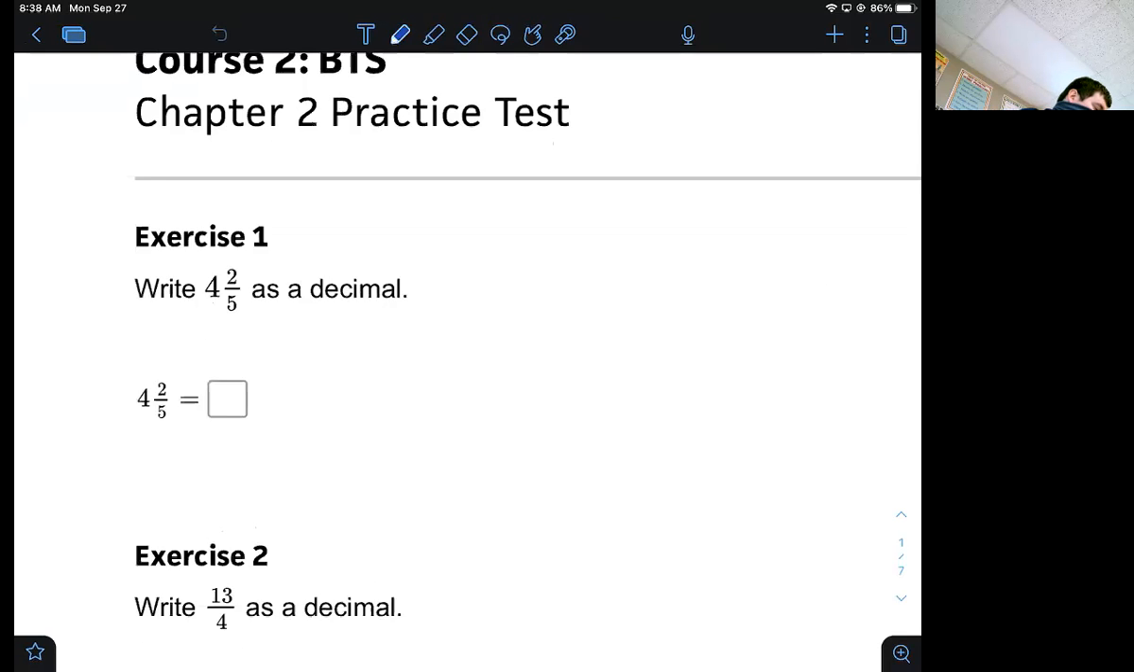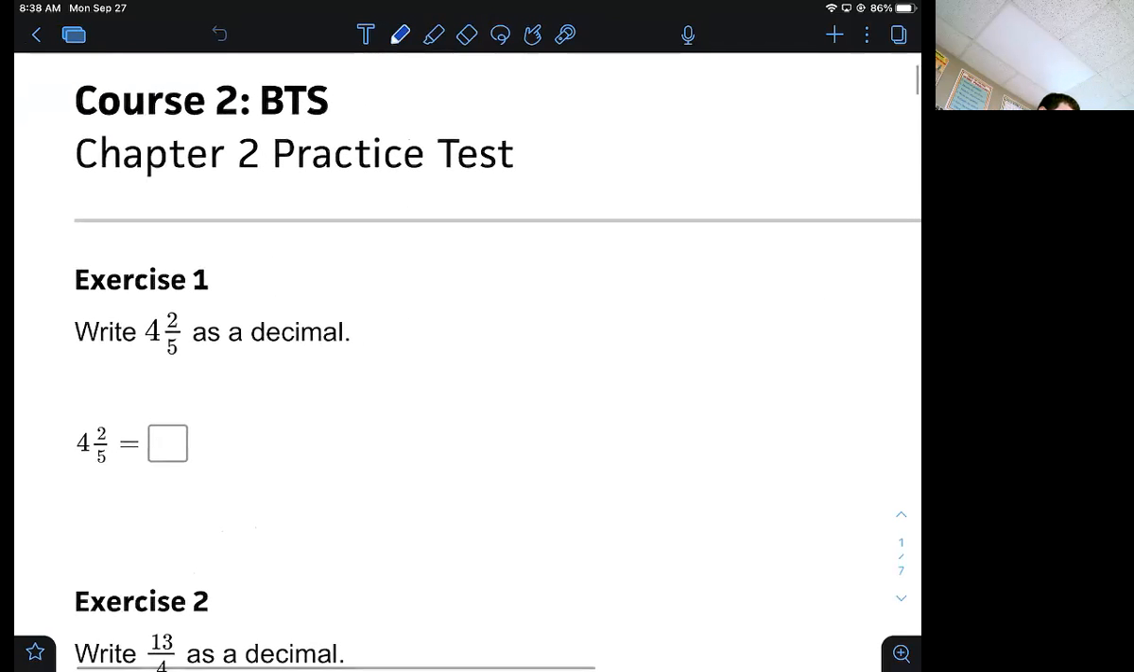Number 1 says write 4 2/5 as a decimal. So I'm going to turn this mixed number into a decimal, starting with the 4. The 4, which is in front of the fraction, is just going to go in front of the decimal point, which means all I really need to worry about is the 2/5. Now, I know that some of you have 2/5 memorized. Heck, you have 1/5, 2/5, 3/5, and 4/5 memorized, which if you do, you can write your answer right now.